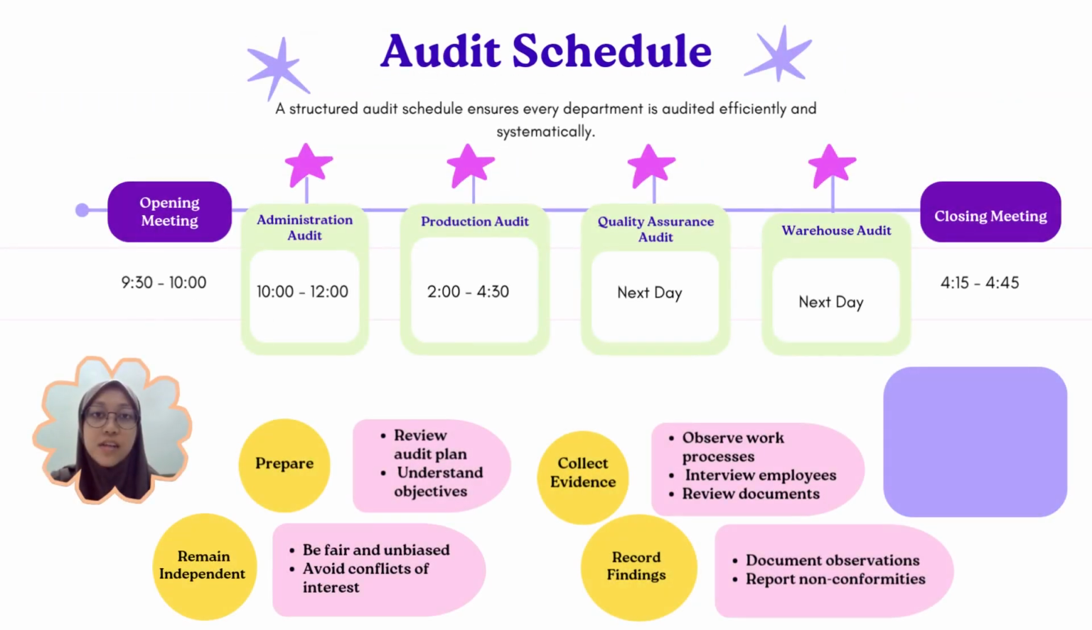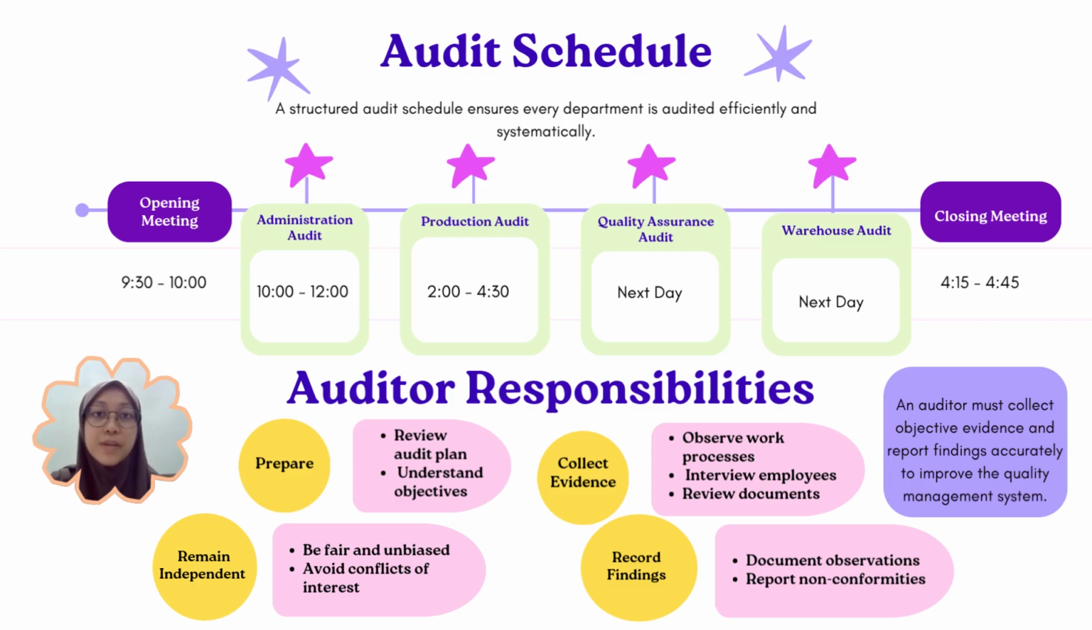Okay, so this is the audit schedule. The audit starts with an opening meeting to explain the objective and scope. Then the auditors audit each department, including administration, production, quality assurance, and warehouse. Finally, a closing meeting is held to present the findings and discuss any improvements. A good audit schedule helps ensure the audit is organized and efficient.